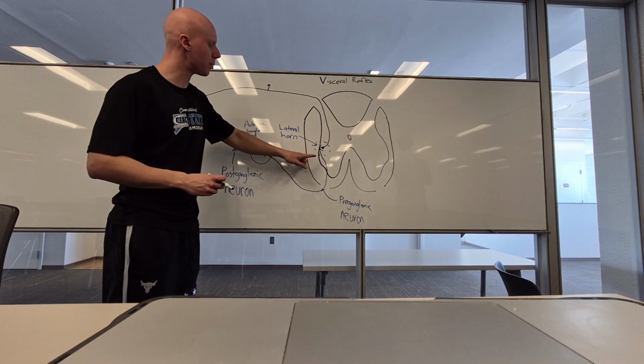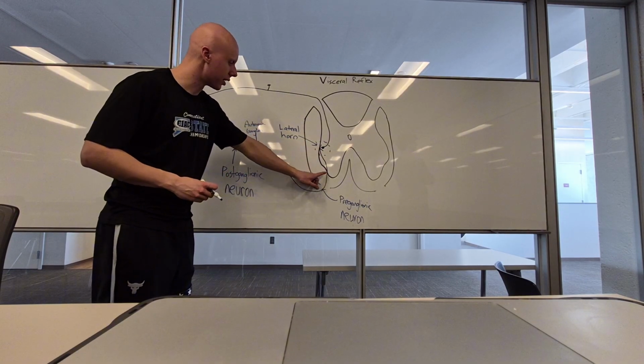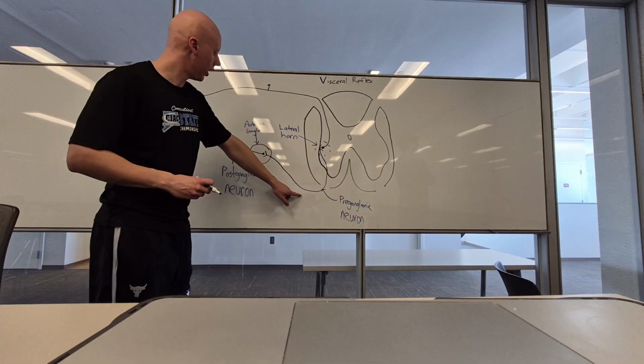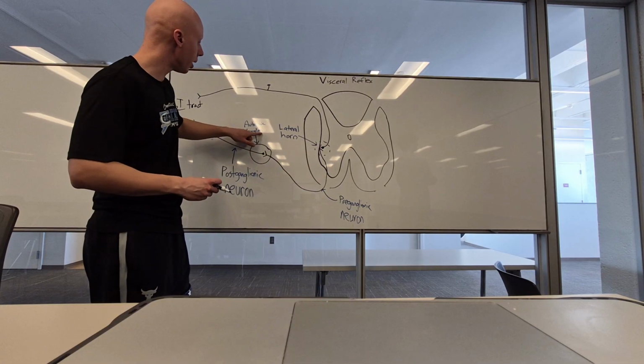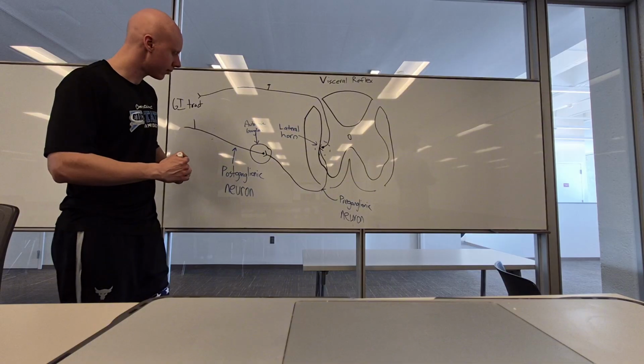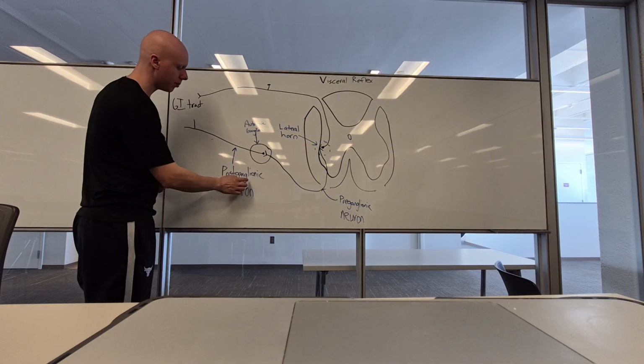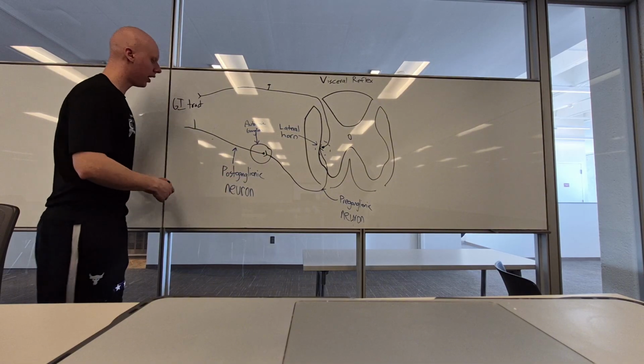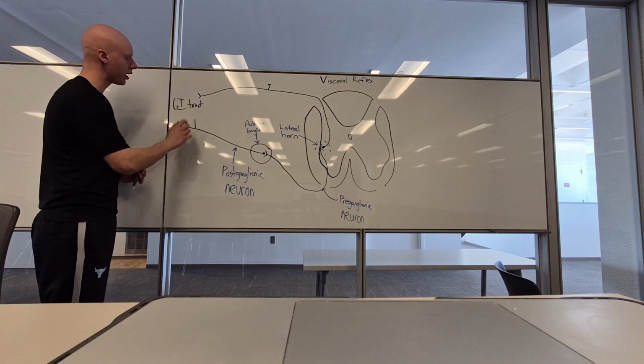Then we synapse with a preganglionic neuron that's going to come out, still out the ventral root. It's going to come and synapse with the autonomic ganglion, in the peripheral nervous system. And then we synapse with the postganglionic neuron, and then we finally get to the GI tract.